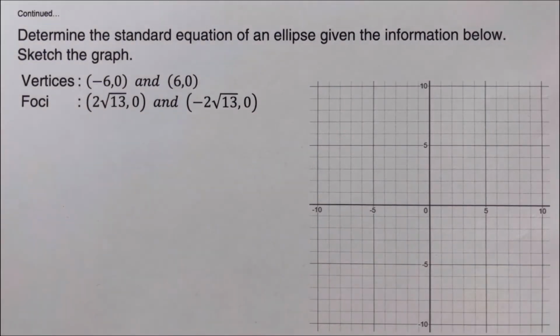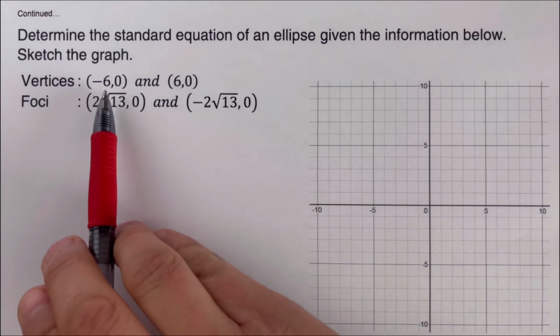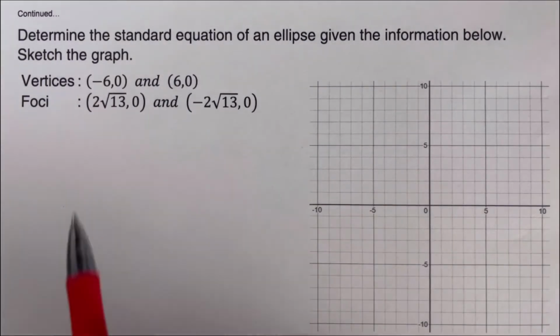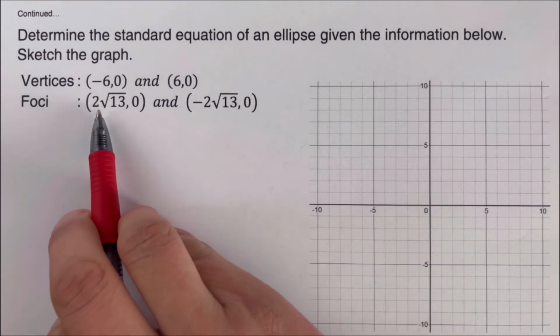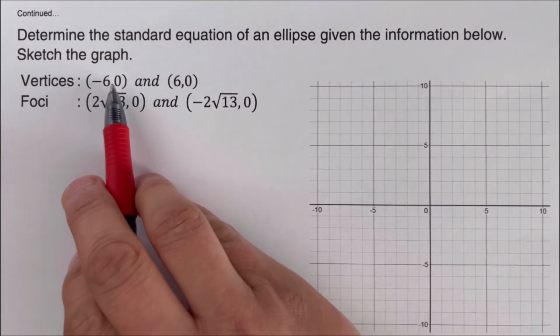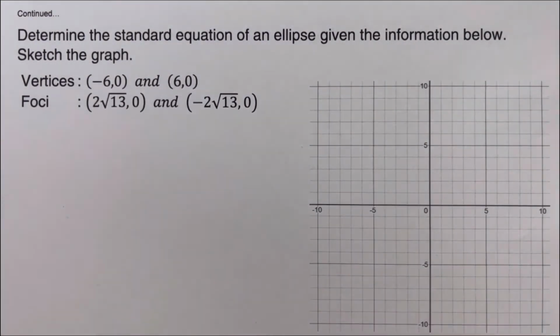Okay, so we go over the problem here. We are given the two vertices and we're going to plot this, and we're given the two foci. So what I would do is, using the calculator, change this 2 square root of 13 to its decimal form, and then I'm going to plot these 4 points, the two vertices and the two foci, on this graph up here.